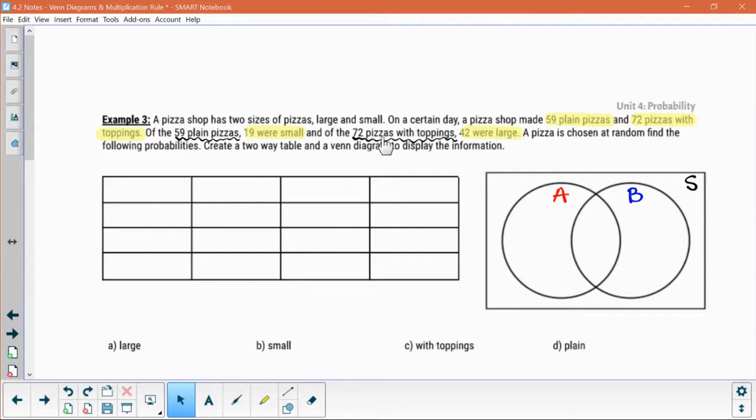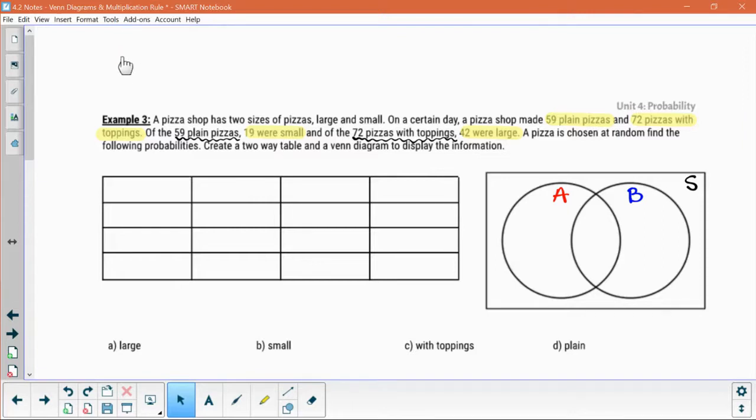Of the 72 pizzas with toppings, 42 were large, and a pizza is chosen at random. We want to find some probabilities in just a second, but first we need to organize our information. First in a two-way table, then we will convert it to a Venn diagram.